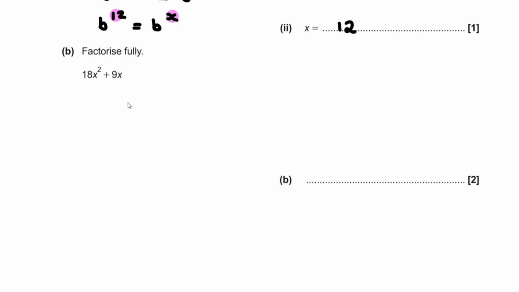Part B, we have to factorise fully 18x squared plus 9x. The highest common factor of 18 and 9 is 9. The highest common factor of x squared and x is just x. So we have 9x multiplied by 2x, that gives the 18x squared, and 9x times by 1 gives 9x.